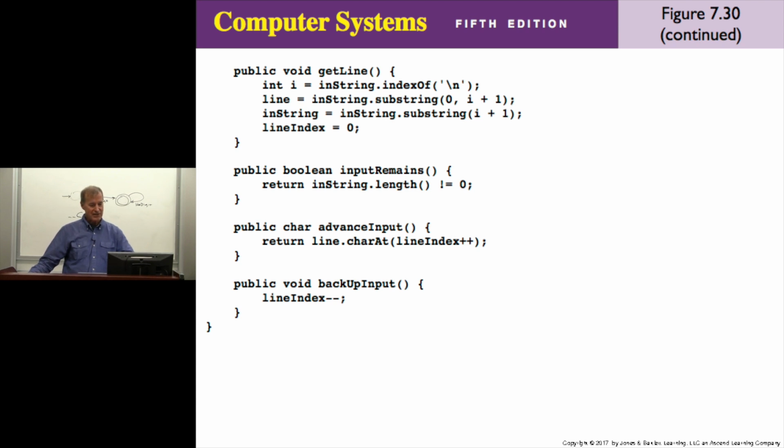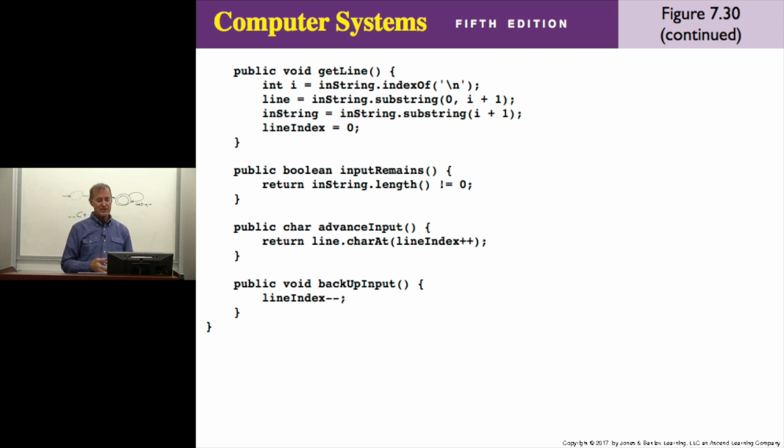It checks to see if there's anything left: in string dot length not equal to 0. Right? So if the length is 0, there's none left. We peeled off the last line and there's nothing left. So length is a Java method for Java strings, and in string is a Java string. Is everybody clear? Okay. And now, what is advanced?